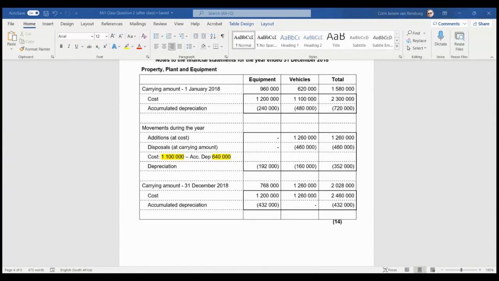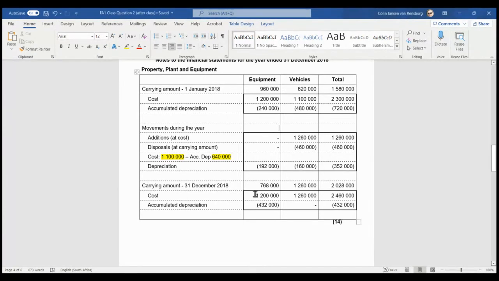What is the balance on the cost, the equipment cost account? We haven't purchased any, we haven't sold any. So what is that balance at the end of the year? It is still the same. Right, ladies and gentlemen, there was no movement in the cost simply because we haven't purchased or acquired any equipment, and neither have we disposed of any equipment. So that makes that very easy, ladies and gents.